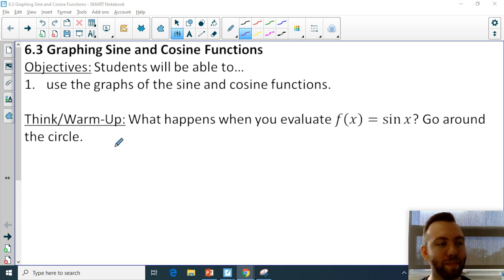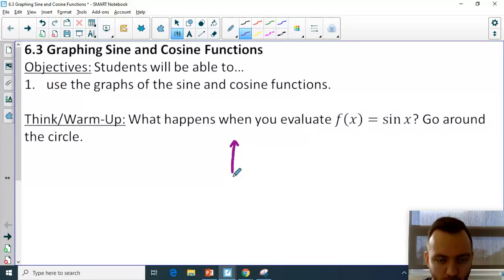Hey guys, welcome back, and today we are going to be getting into 6.3, which is graphing sine and cosine functions, which is what your pretest was kind of on. And so for the thing slash form, I have what happens when you evaluate f of x equals sine of x. Go around the circle, and when I say the circle, I'm talking about the unit circle. So let's sketch.